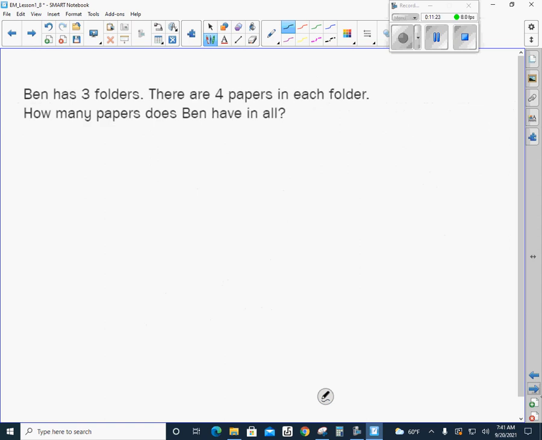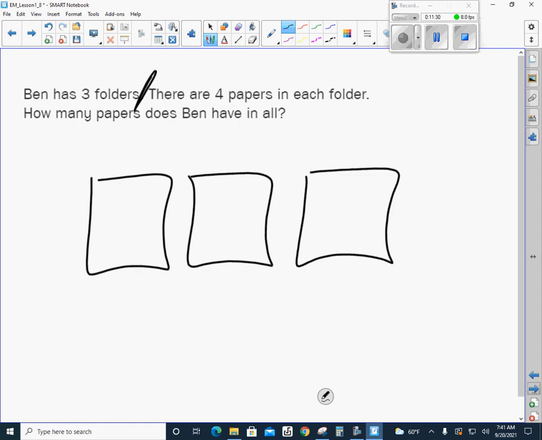Ben has 3 folders. I'm going to stop right there and let you draw that. There are 4 papers in each folder. So I could either draw tally marks, 1, 2, 3, 4, or I can simply write the number 4. How many papers does Ben have in all? I'm even going to put a P right beside my 4 so I know that I'm talking about papers. Okay. How many papers does Ben have in all? Well, I know that 4 plus 4 is 8, plus another 4 equals 12.